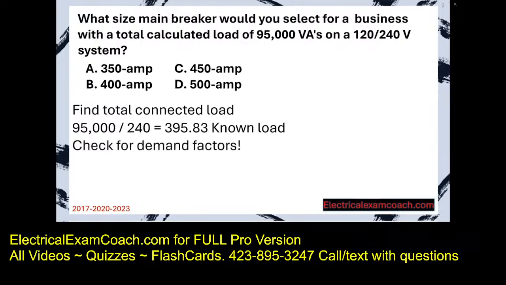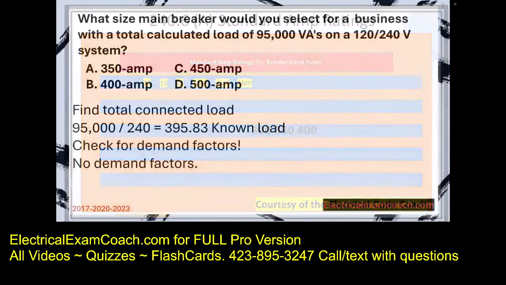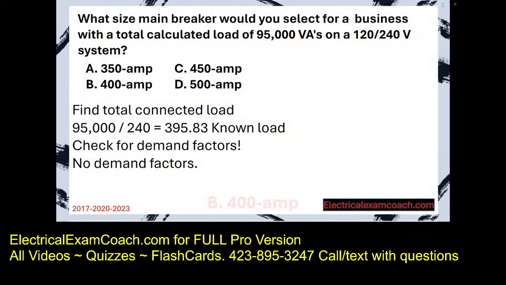Now we check for demand factors. And whether it's a home or a business, all the demand factors were already performed to get that original 95,000 number. So there are no more demand factors. Now we head to table 240.6a and we choose the next standard size breaker. And this would be a 400 amp breaker. This would also be a 400 amp service.